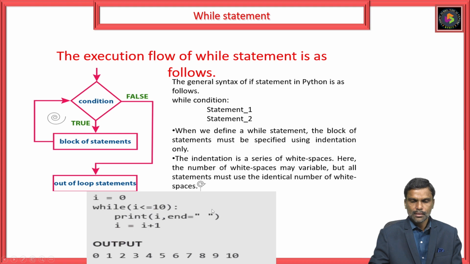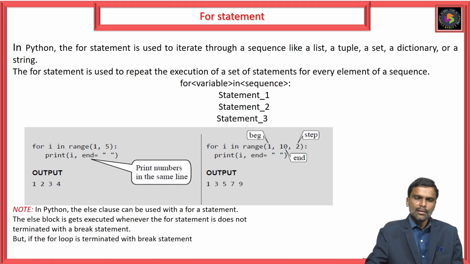Then next, the for statement. In Python, this is the syntax for the for statement: we have to write a variable in a sequence. A sequence may be a tuple, a list, or a dictionary, whatever it may be. Then the respective statement will be executed. Next, for i in range 1 comma 5. This range function we have already discussed in the previous video. Here 1 gives the beginning number and it should end before 5. The output will be 1, 2, 3, 4.